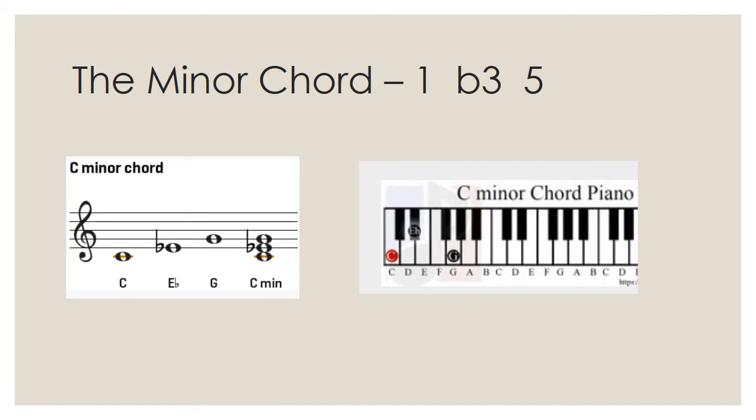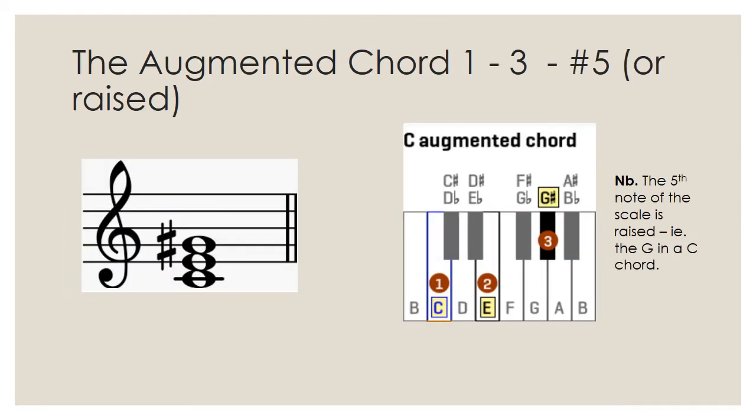Okay, moving on from the minor chord, we have what we call the augmented chord. This is where we leave the 1 and the 3, but we then augment or raise the fifth note. So that's the note that gets changed. And so there's our G note, sharpened, and gives us that sort of extra tang in the augmented chord.